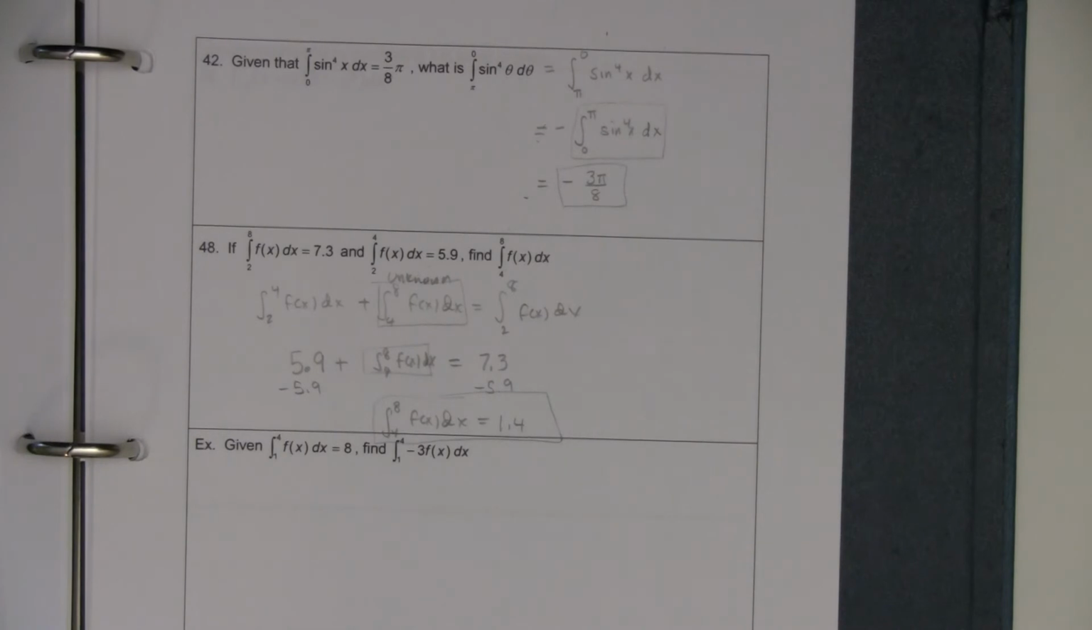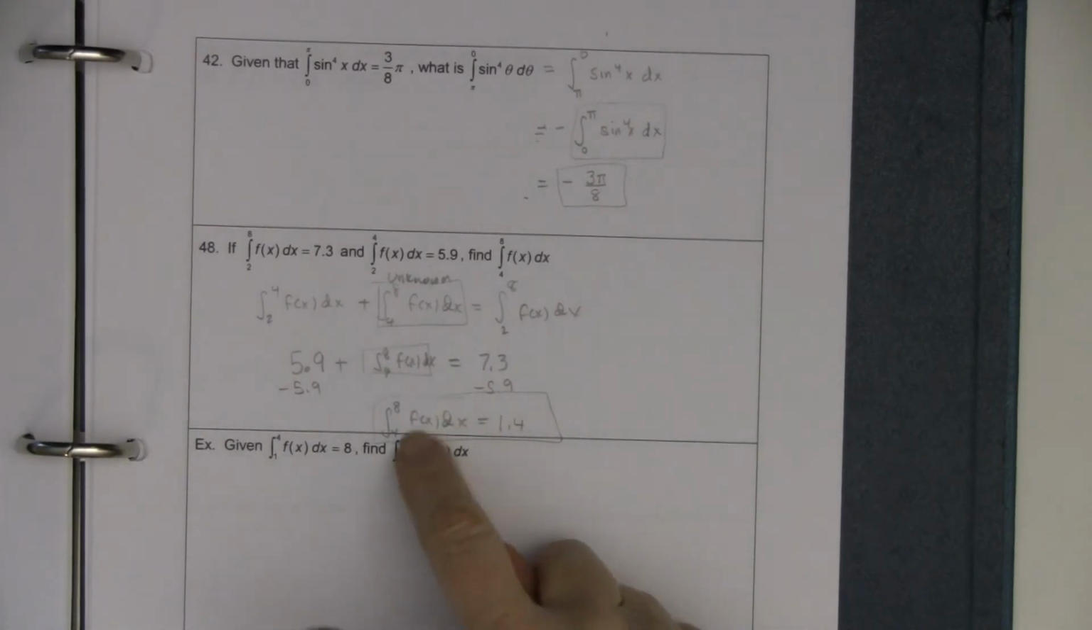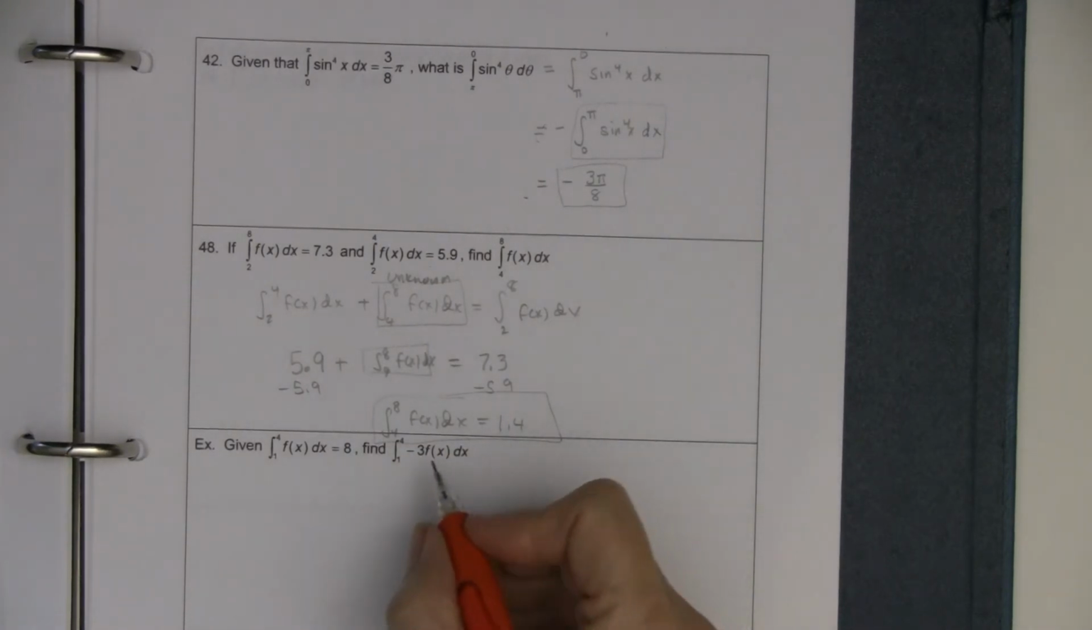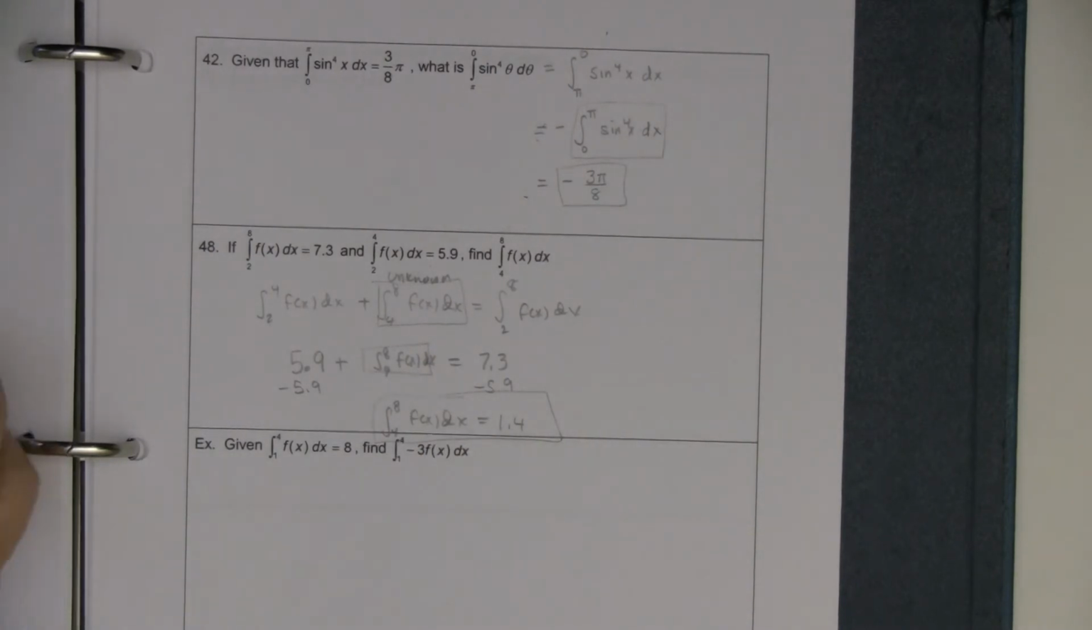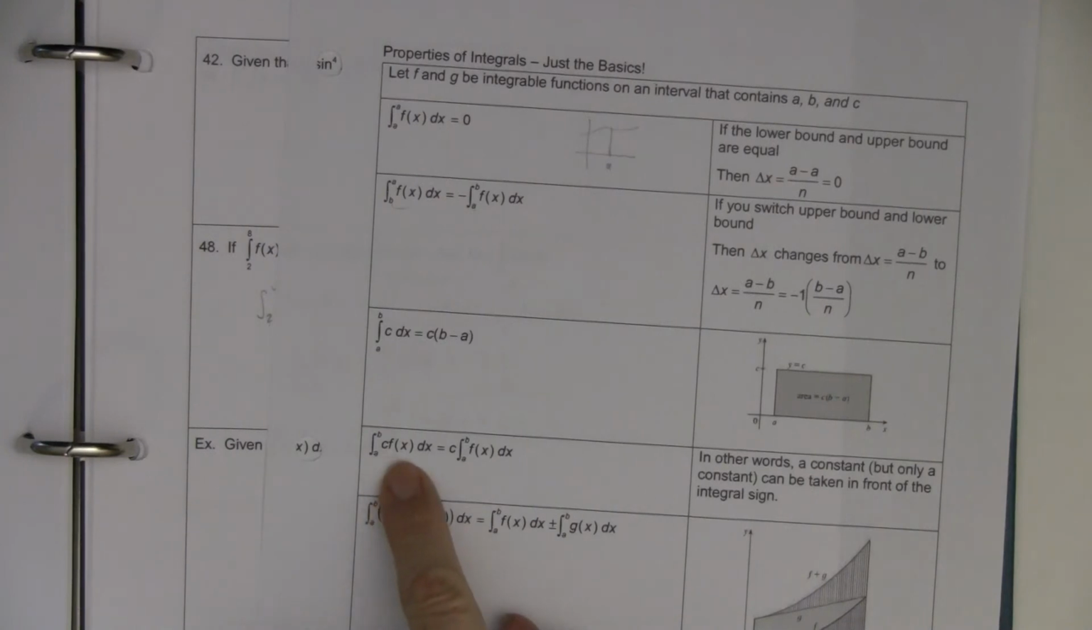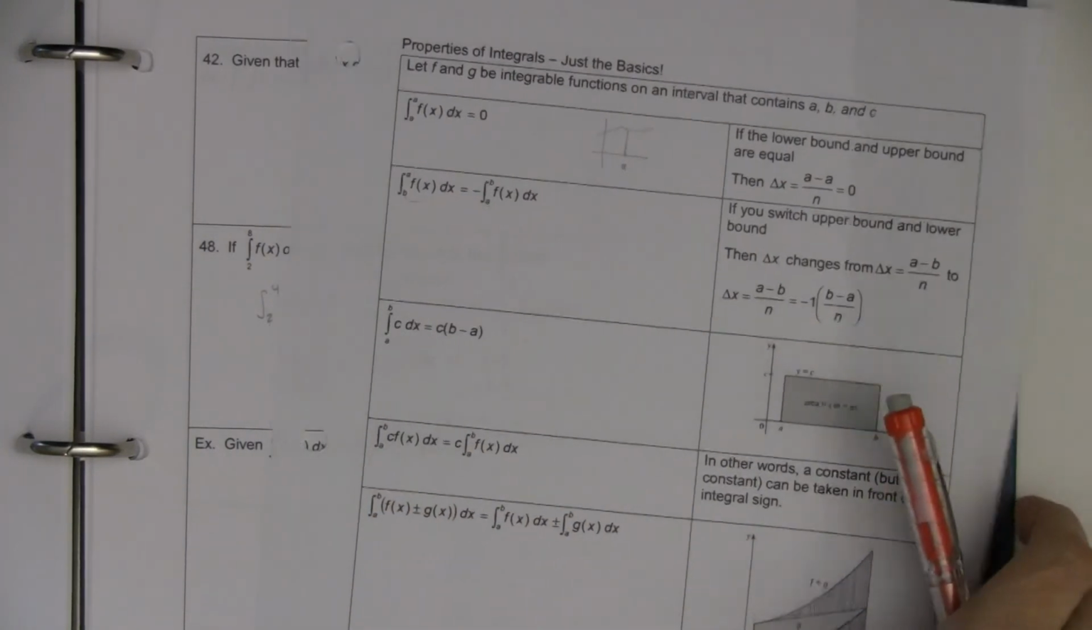It says that the integral of f of x dx from 1 to 4 equals 8, and then they asked us to find the integral from 1 to 4 of negative 3 f of x dx. So that negative 3 is a constant, and I can use the constant multiple rule here, this one right here, and I can pull that constant out in the front.